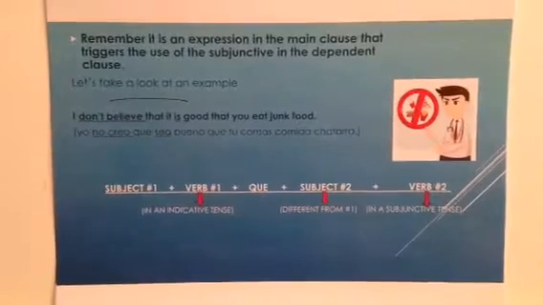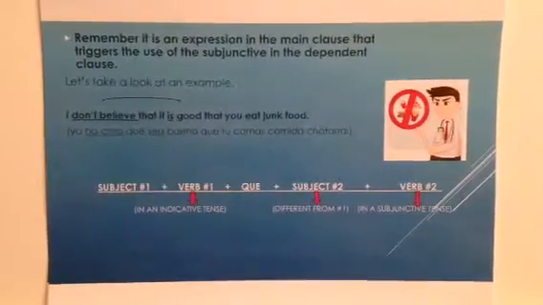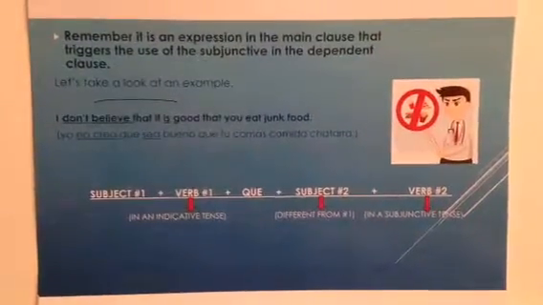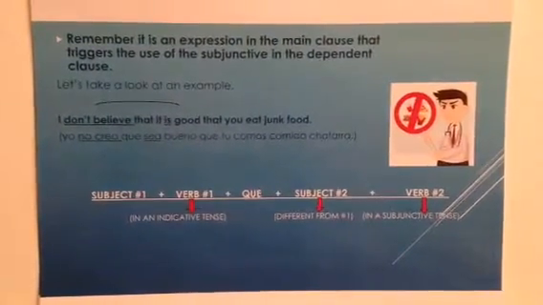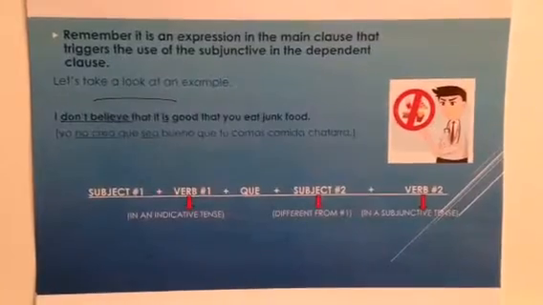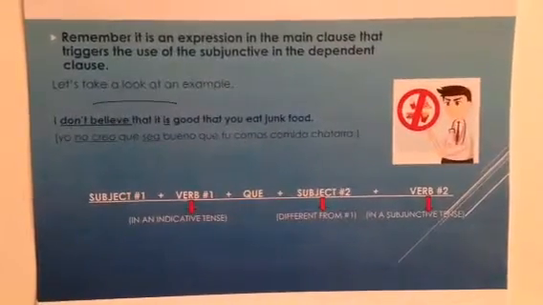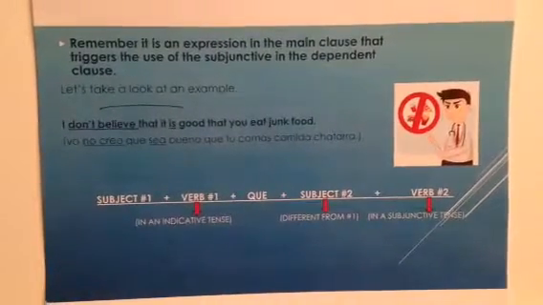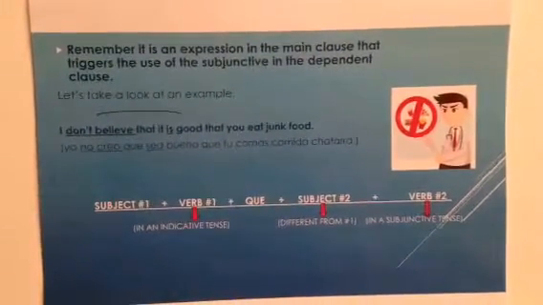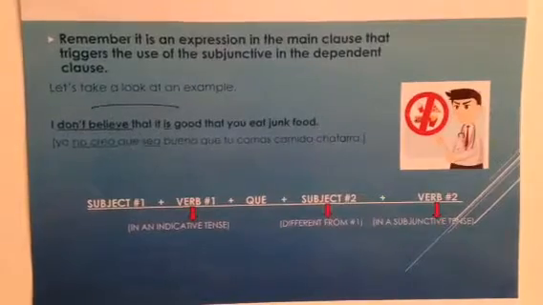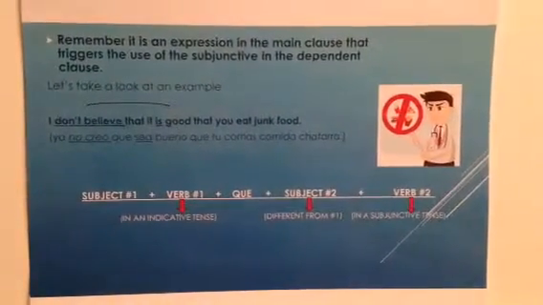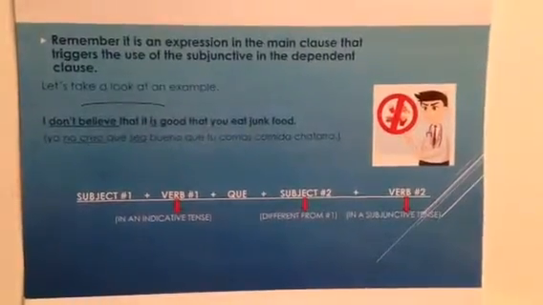I don't believe that it is good that you eat junk food. No creo que sea bueno que tú comas comida chatarra. As you can also see in the example, the sentence has the proper structure to include a subjunctive expression. Subject 1 plus verb 1 in the indicative tense, plus que, plus subject 2, which is different from subject number 1, and verb number 2, which is in the subjunctive tense.